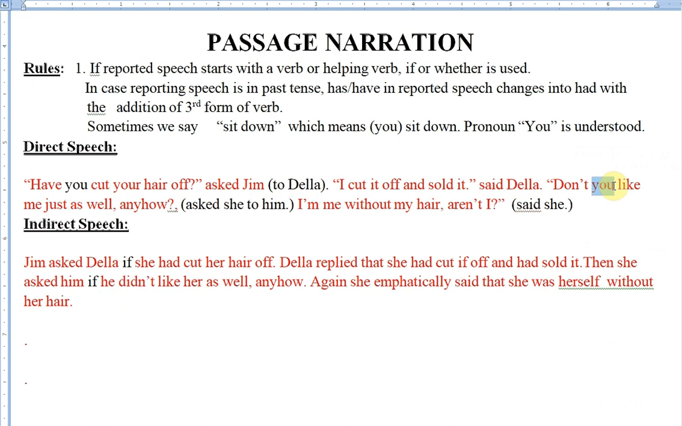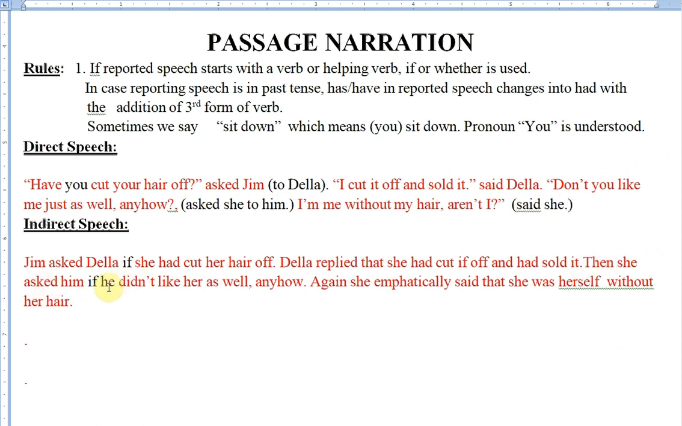You is the second person pronoun. It will be changed according to the object of the reporting speech, that is him. So you is the subjective case. Clear? Him's subjective case is he. That's the reason we have put he over here. Clear? It's he over here.